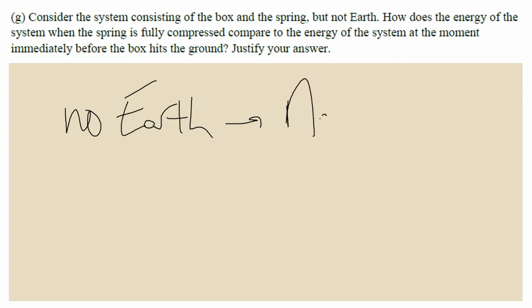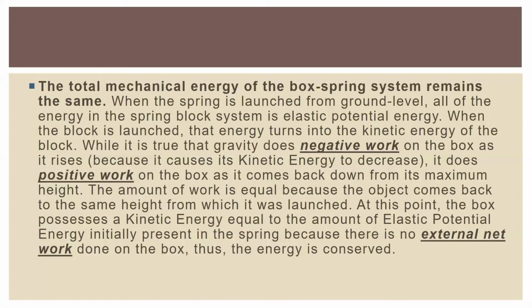It means there's no gravitational potential energy. That makes the explanation slightly more complicated, but not the answer. Energy is conserved. This answer is a little much, so I want to go through it bit by bit. I wrote here, the total mechanical energy of the box spring system remains the same. When the spring is launched from ground level, all of the energy in the spring block system is elastic potential energy. That's just a fact.